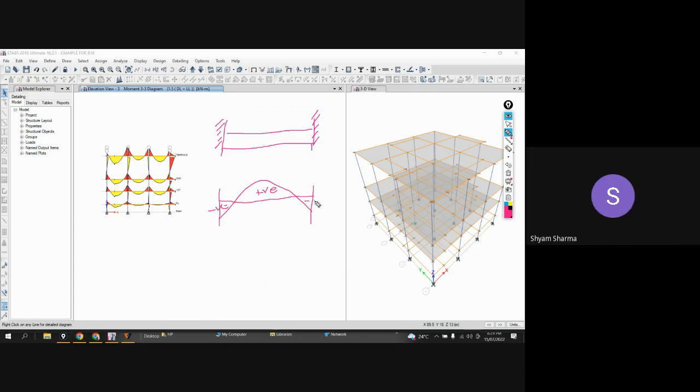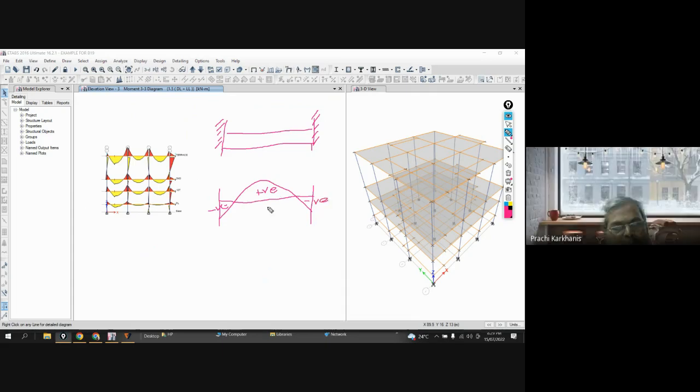That was your convention, right? Yes, sir. But this is the wrong idea. This is the wrong idea. See, instead of this, if I draw a bending moment something like this.